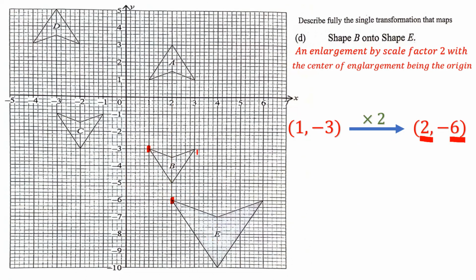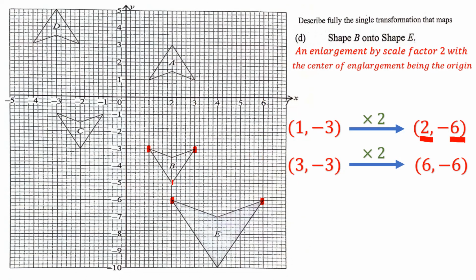Now let's take another coordinate. So 3, -3, that's this. So we have 3, -3. What we have to do is multiply by 2, and we get 6, -6. And if we look at this one, 6, -6, that's exactly the coordinates on this one. All right, so it's clearly an enlargement by scale factor 2.